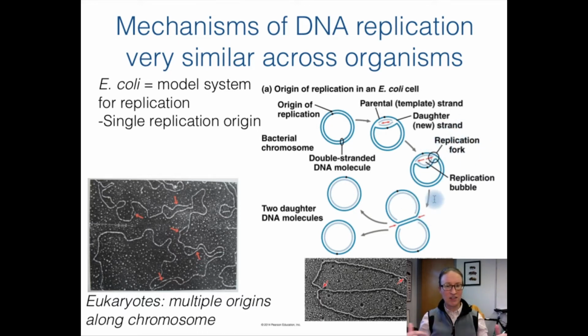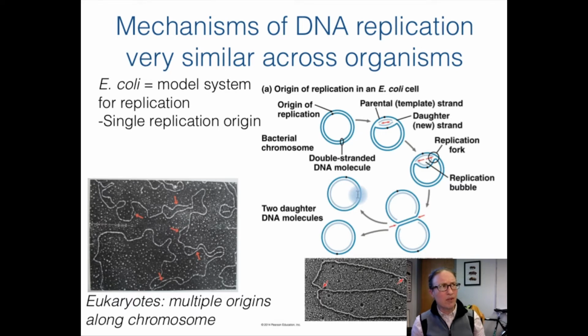And then eventually they reach the final part of that circular chromosome, and the end product will be two new circular chromosomes. And in those two new circular chromosomes, since replication is a semi-conservative process, one of the strands will be from the original double-stranded molecule, and the other strand will be a brand new strand that just got synthesized during the process of replication.